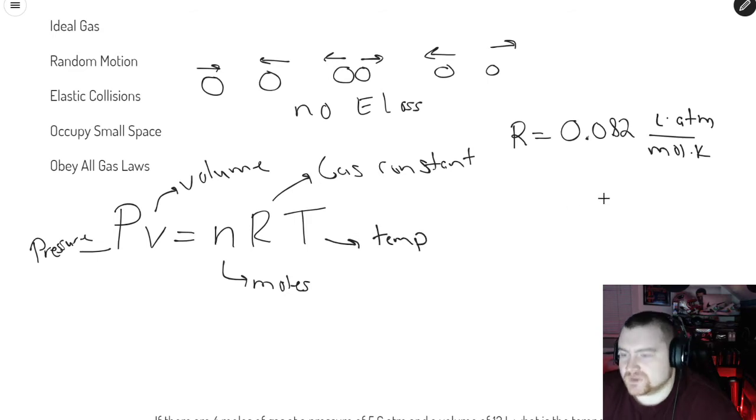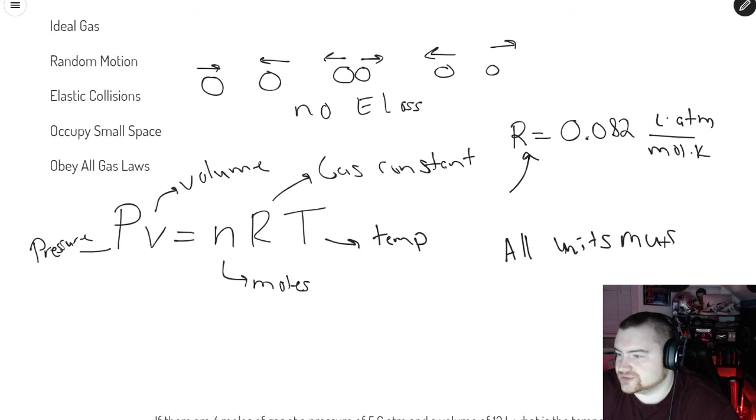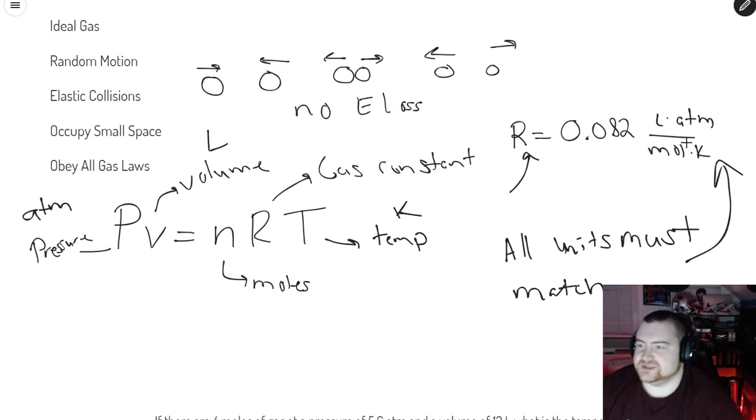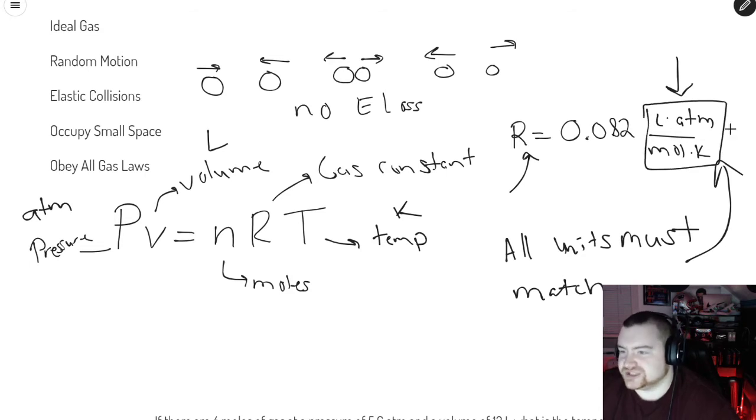When we're using this gas constant R, we need to make sure that all of the units must match R. So in order to use this R in our calculation, they have to match what is given here. Our volume has to be in liters. Our pressure has to be in atm. We have to have moles in moles, which we always will. And our temperature has to be in Kelvin. Okay, we can't use Fahrenheit and we can't use Celsius. In order to use this gas constant, it has to be in Kelvin. So you need to make sure that when we are doing our calculations, all of our units are matching what R is going to be.